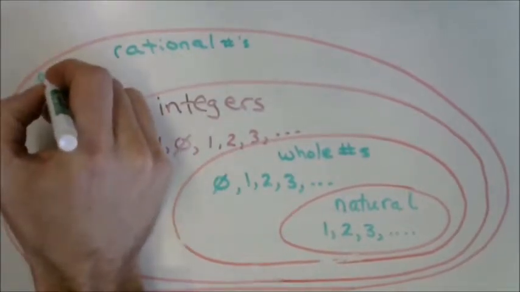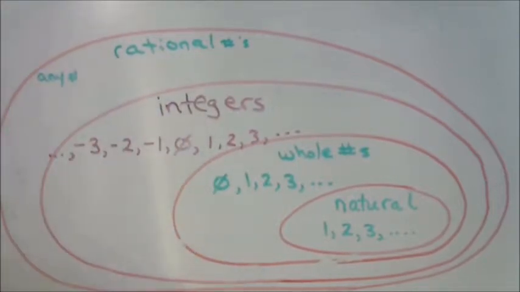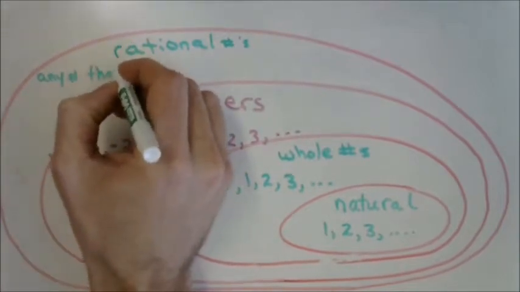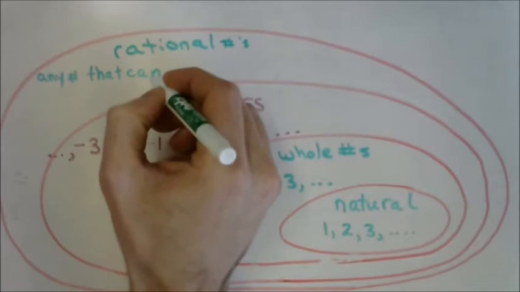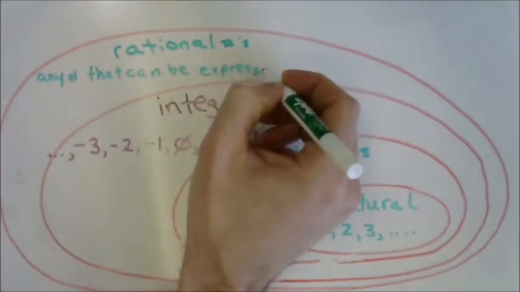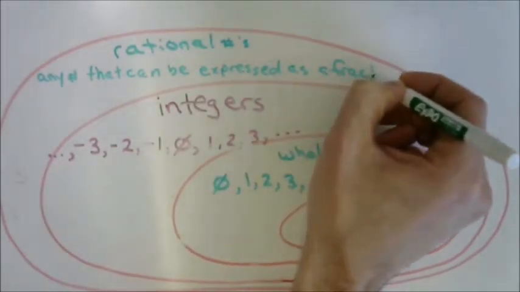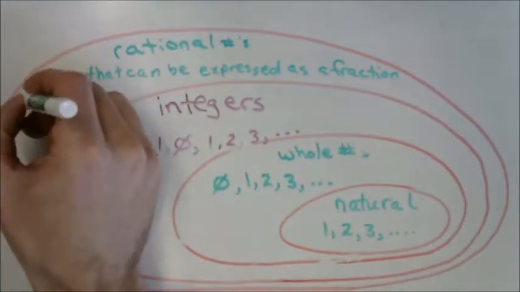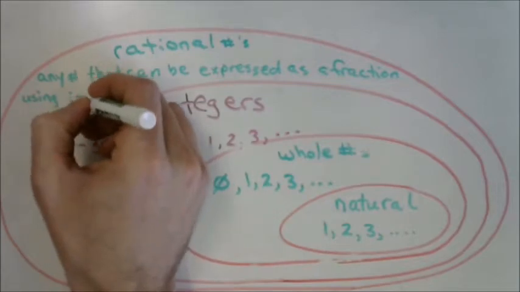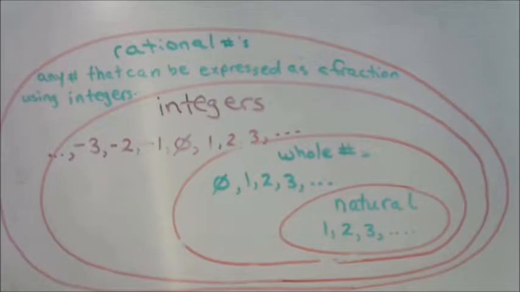But a rational number is any number. This little hashtag represents a number, okay? Number that can be expressed as a fraction using integers. So it can be a fraction using integers.